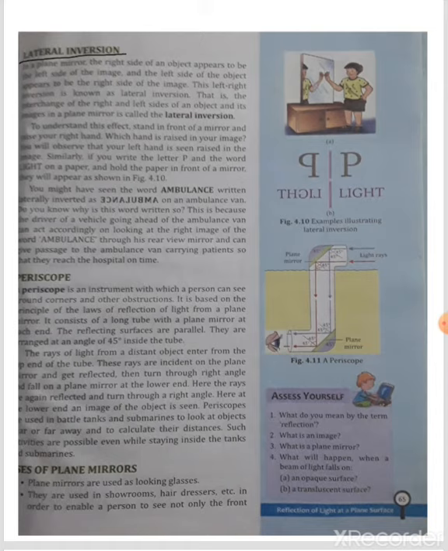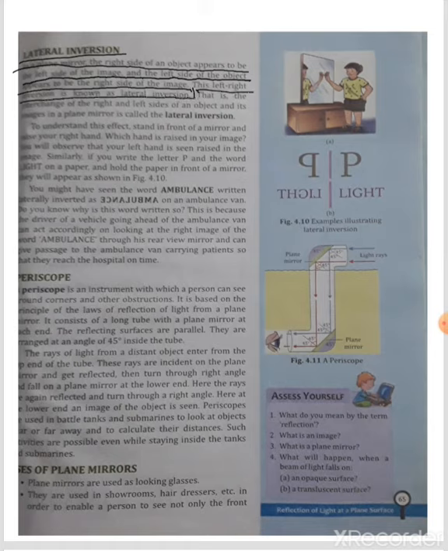In a plane mirror, the right side of an object appears to be the left side of the image, and the left side of the object appears to be the right side of the image. This left-right inversion is known as lateral inversion. That is the interchange, please underline this, of the right and left side of an object and its image in a plane mirror is called lateral inversion.